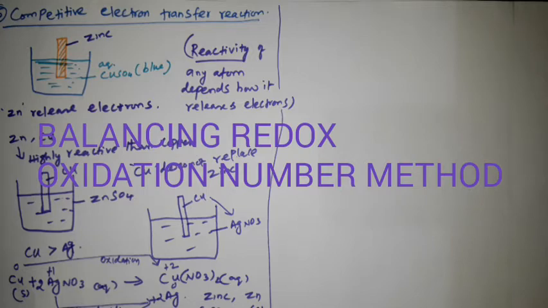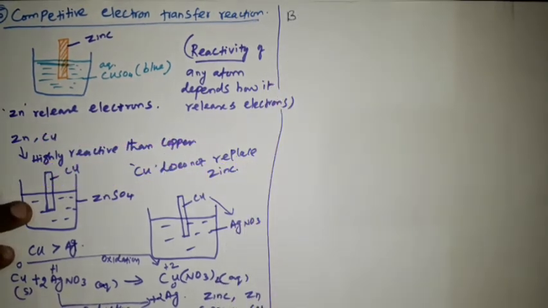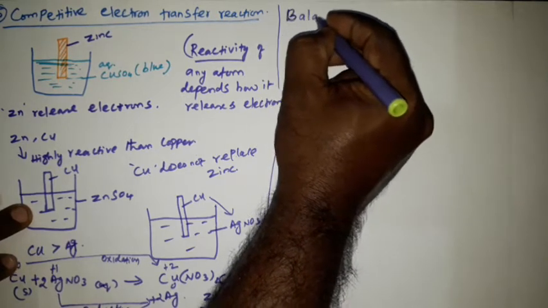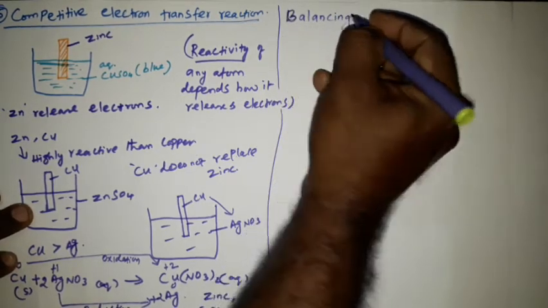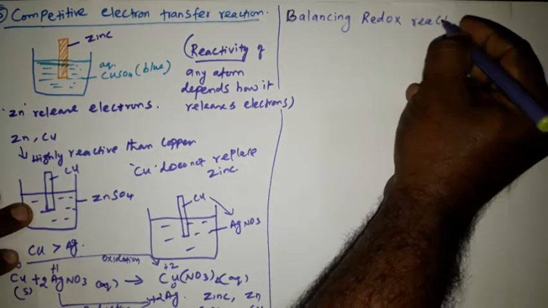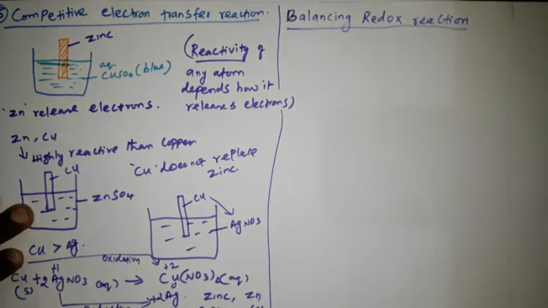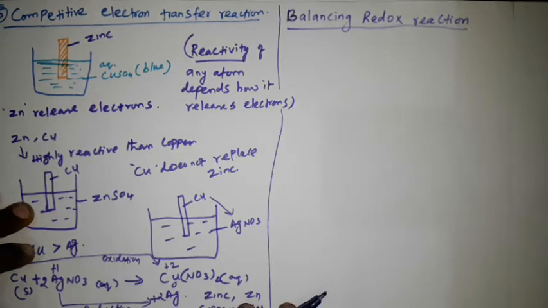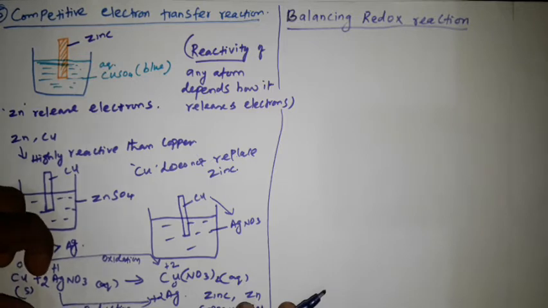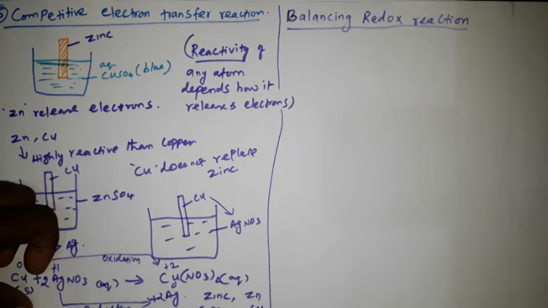Balancing redox reactions. We are going to balance the redox reactions. So what is the meaning of redox reactions? A reaction in which both oxidation and reduction take place is called a redox reaction. Such types of reactions we are going to balance.